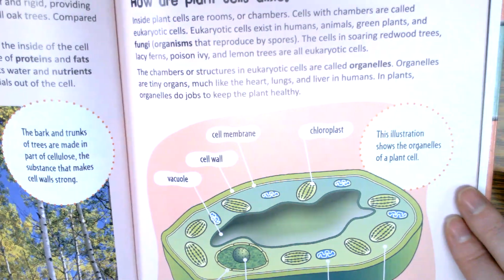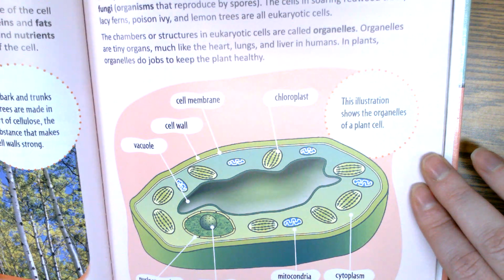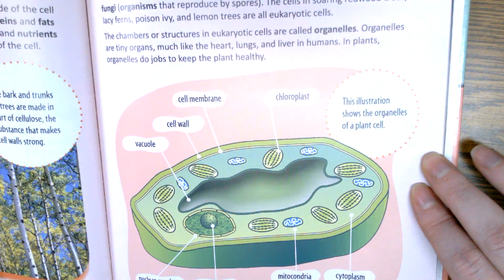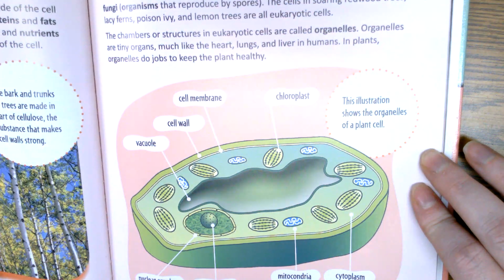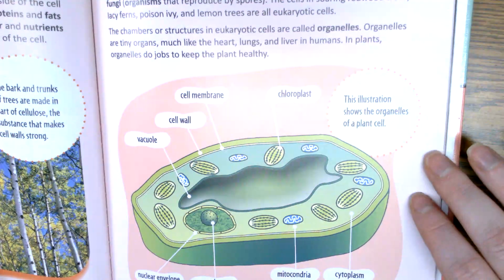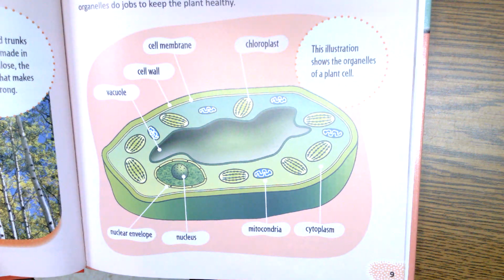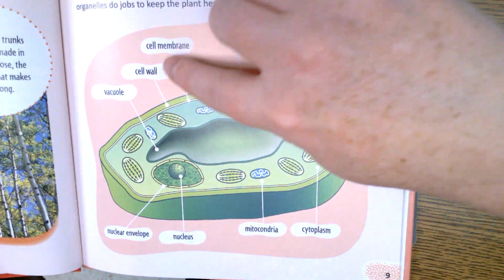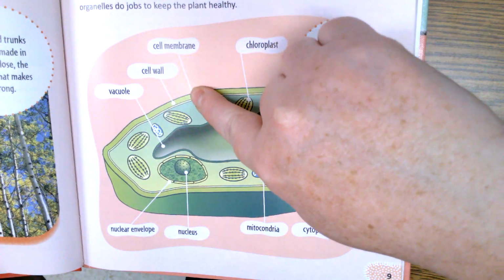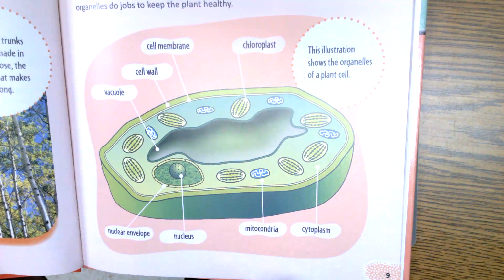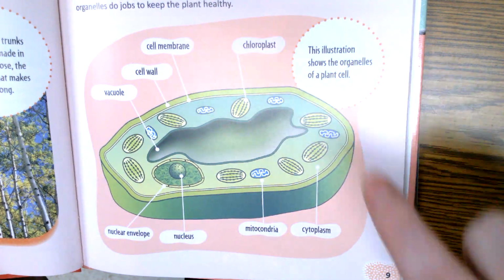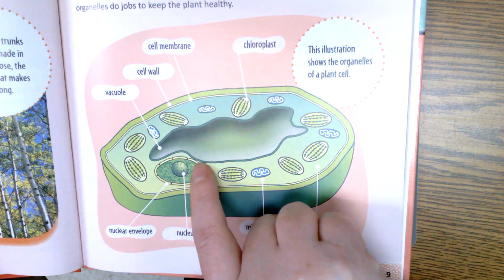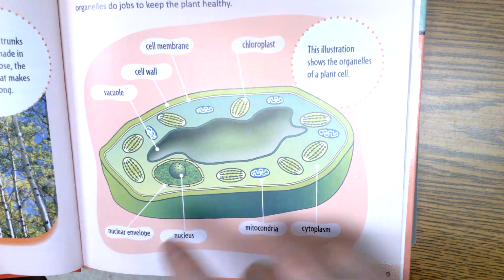The chambers or structures in eukaryotic cells are called organelles. Organelles are tiny organs much like the heart, lungs, and liver in humans. In plants, organelles do jobs to keep the plant healthy. So see how this is similar to our plant cells, but they have the cell wall and then the cell membrane. The vacuole, a chloroplast, cytoplasm, also has a mitochondria, nucleus, and a nuclear envelope around the nucleus.